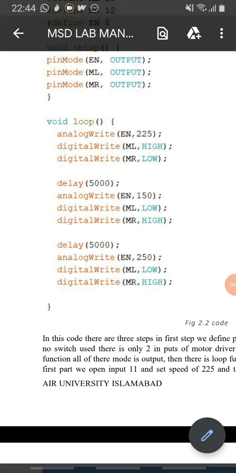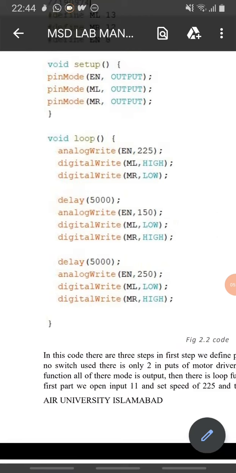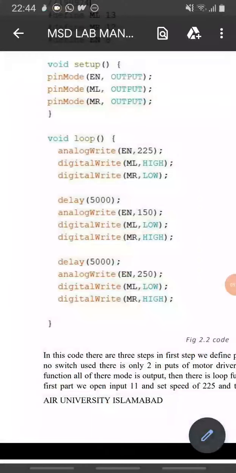Analog write. Here you can again see, like pinMode, the W is capital. Enable is given a voltage of 2 to 5, sorry, given a speed of 2 to 5. Now this speed can be determined by using the duty cycle that is present in the PWM.